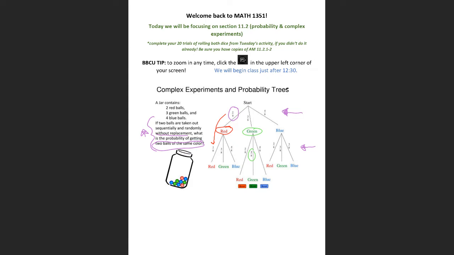So like I said, we're not going to go ahead and answer this question right now, but the question is, what's the probability of getting 2 balls of the same color? I would find all of those probabilities from the tree diagram and gather that together and then reduce my final answer.